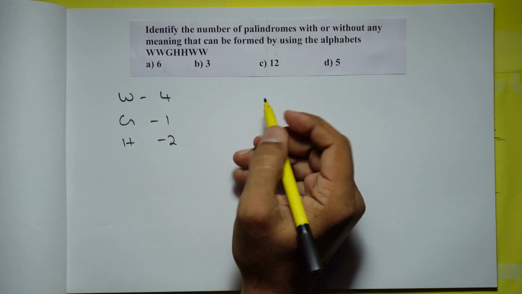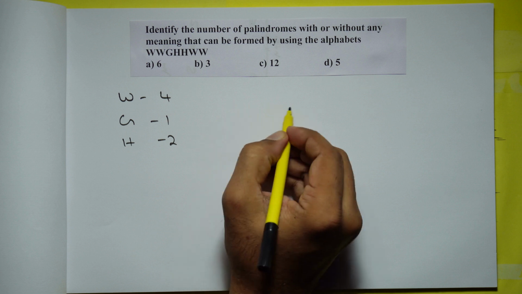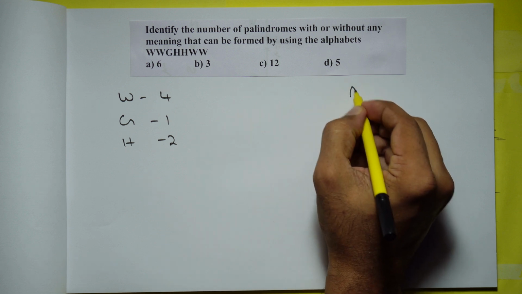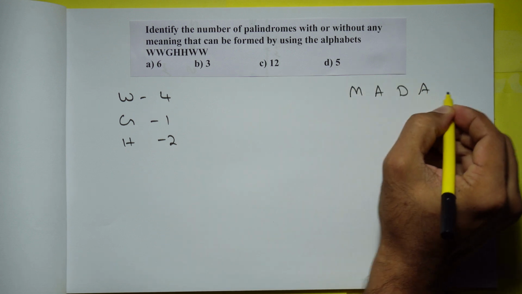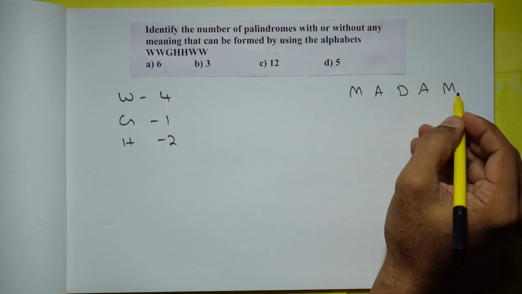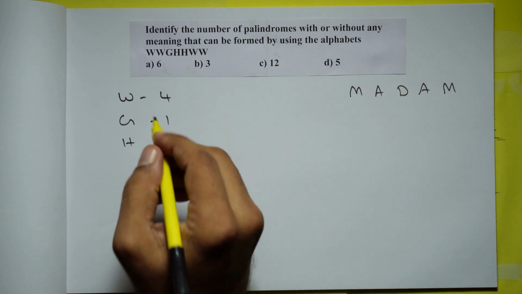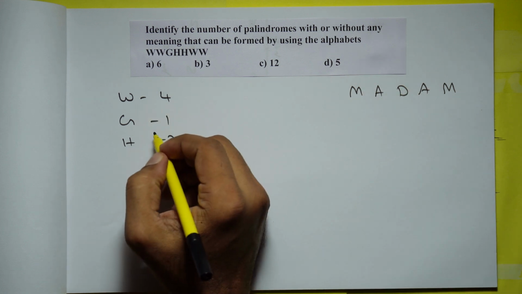A palindrome is a word whether you read from the left or from the right, the spelling will be the same. A typical example will be madam. That is, you can read it from the left as M-A-D-A-M, from the right also M-A-D-A-M. Now, how many such palindromes are possible here?